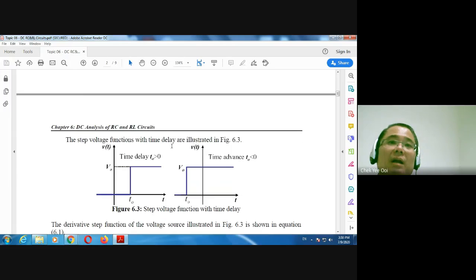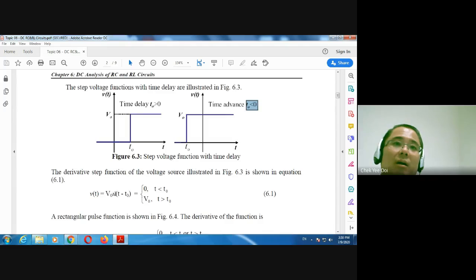If we introduce the step function with a positive delay T0, it will shift to the right-hand side by T0. This is called time delay. If it is time advance, meaning T0 is negative, it will shift to the left-hand side, which means it happens earlier. Positive T0 is this side, negative is this side.